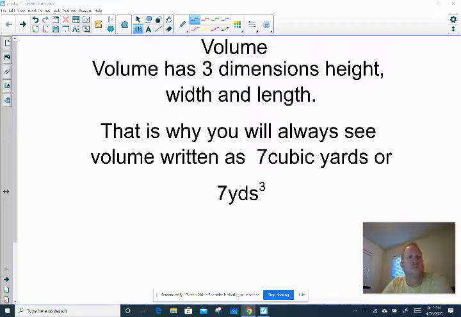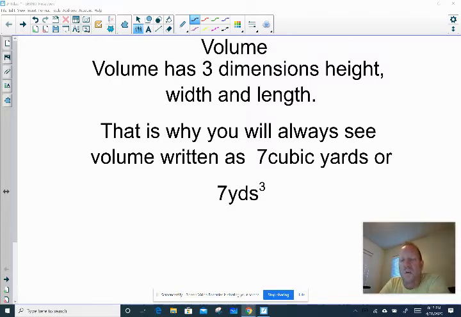What's volume? Well, volume is how much water you can put in a glass, or how much soda there is in a can, or how much water there is in a swimming pool, or how many yards of cement are in a cement truck. That is what volume is. It's the stuff inside the container.